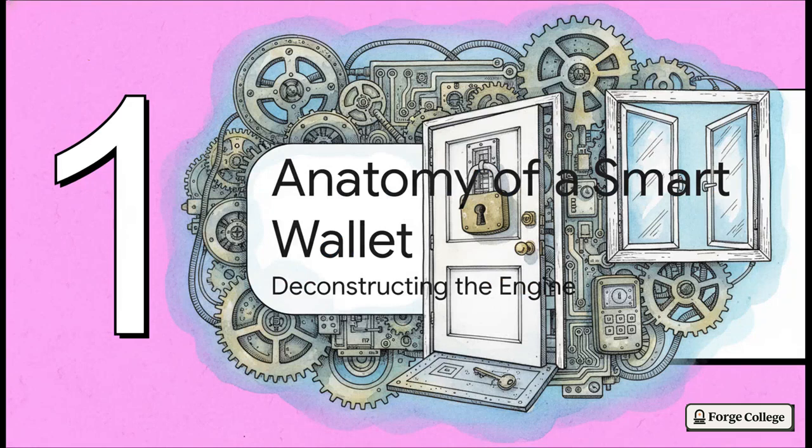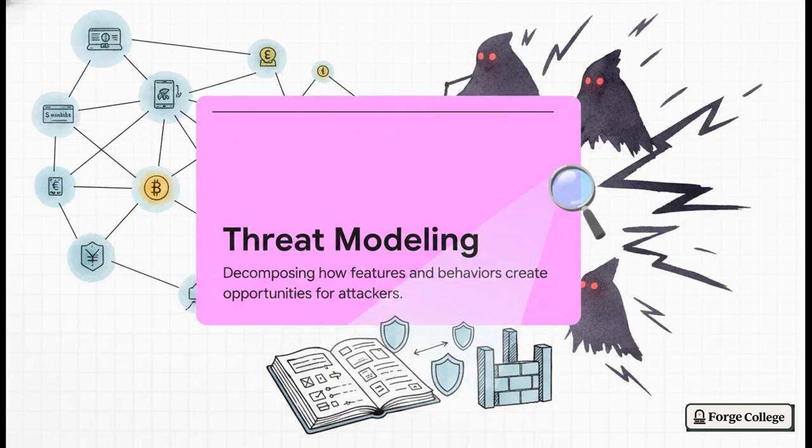All right, Section 1, Anatomy of a Smart Wallet, or Deconstructing the Engine. So a lot of folks treat wallet security like slapping a massive heavy-duty padlock on the front door, right? But then they completely forget and leave all the first-floor windows wide open. Threat modeling fixes that. It's simply decomposing how your features, your interfaces, and your runtime behaviors actually create opportunities for attackers. We're proactively writing the instruction manual for how someone might break our app so we can defend the windows, not just the front door.